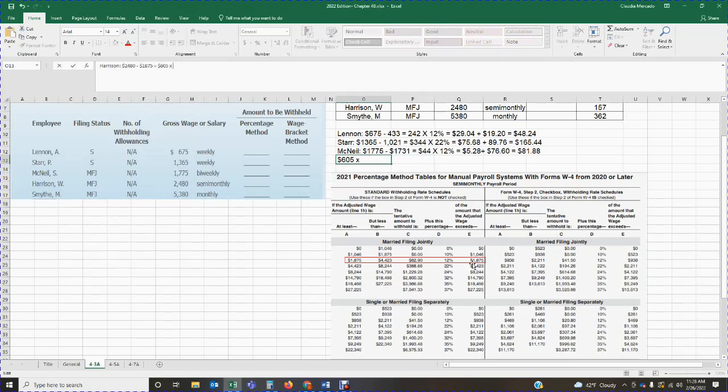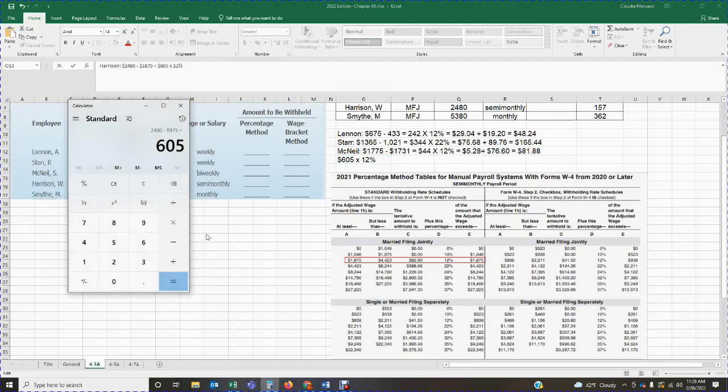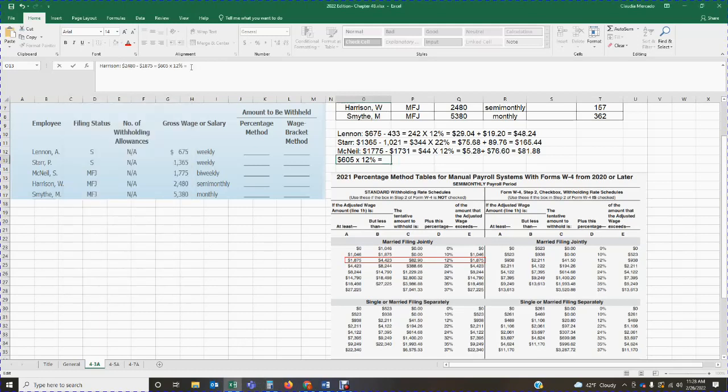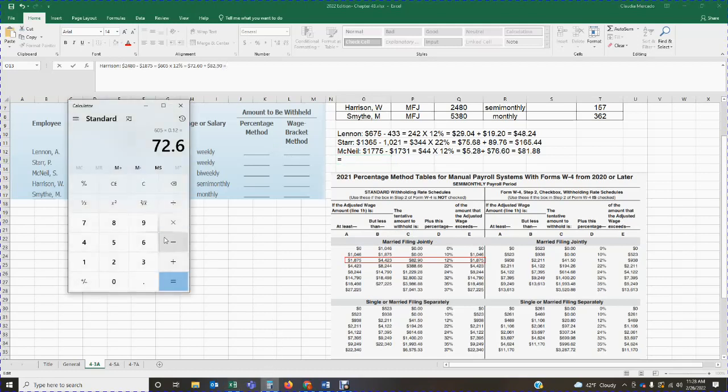And then I'm going to multiply by the rate. The tax rate for that particular tier is 12%. So let me get my calculator. So it's 605 times 12%. That gives me $72.60. And I'm going to add that number to column number C, the tentative amount to be withheld of $82.90. And let's see what we get. $72.60 plus $82.90 gives me $155.50.